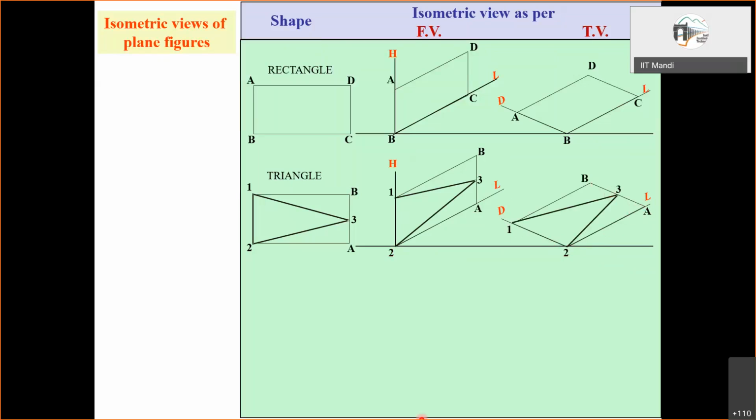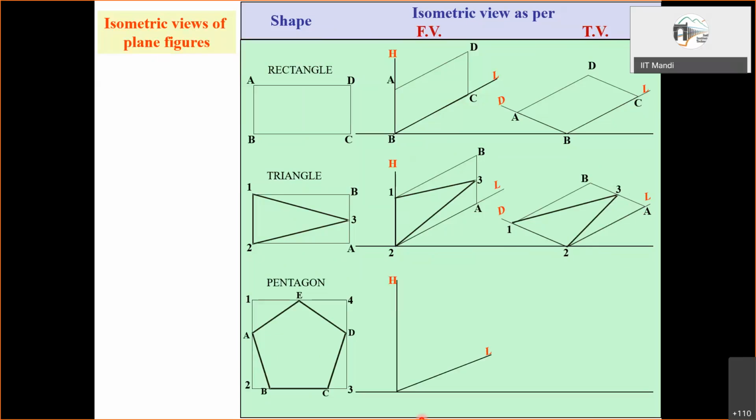A similar exercise will be needed for a pentagon also, because for a pentagon also we won't be able to have all the isometric lines. So we again encompass it within a square. Now for this square, first of all, we have to obtain the isometric configurations and then we'll locate the corners. So for the front view along H and L, one line is vertical. So 1, 2 is kept vertical, and then 2, 3 is kept along this 30 degree inclined line.